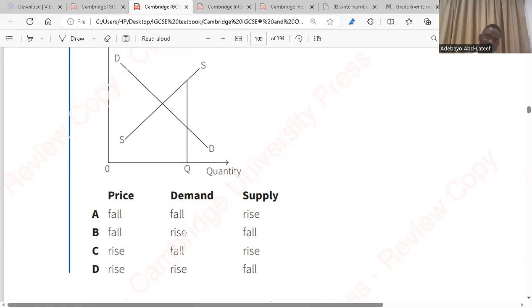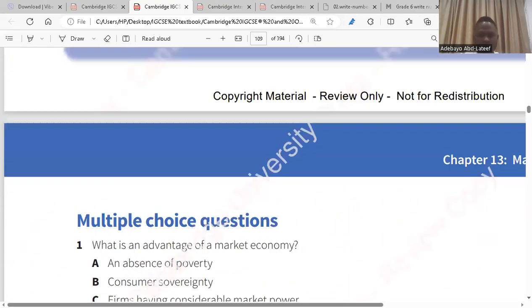Yes, yeah. Are you sure? No, let me tell you something. When supply is more, if prices increase... No, I said B. Prices fall, not rising. Listen, if supply increases, let's go back. Okay, I'm coming back. I'll show you something.